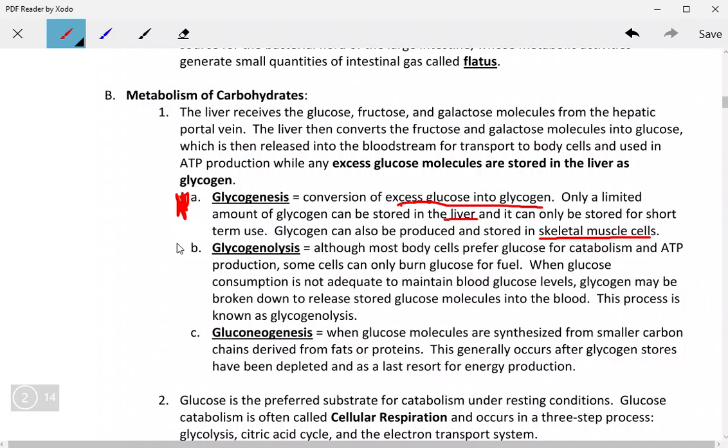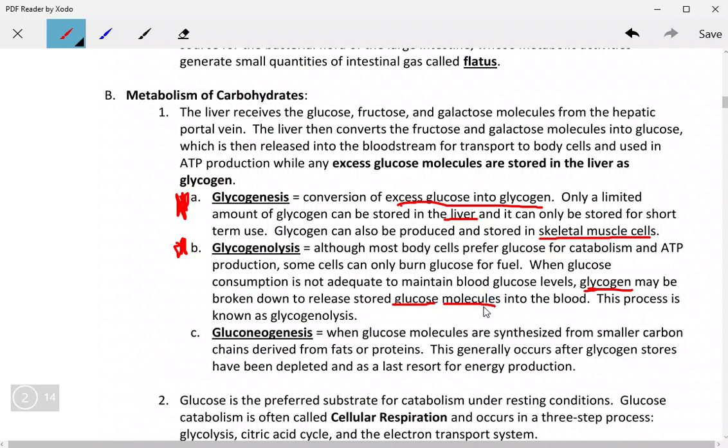Okay? Another process: if we can synthesize glycogen, we can definitely break it down. The breakdown of glycogen is what we call glycogenolysis. How you remember it is glycogen means glycogen, and lysis is when you break something down, okay? So glycogenolysis is when the body breaks down glycogen into glucose. Glycogen is broken down into glucose molecules and released into the blood.